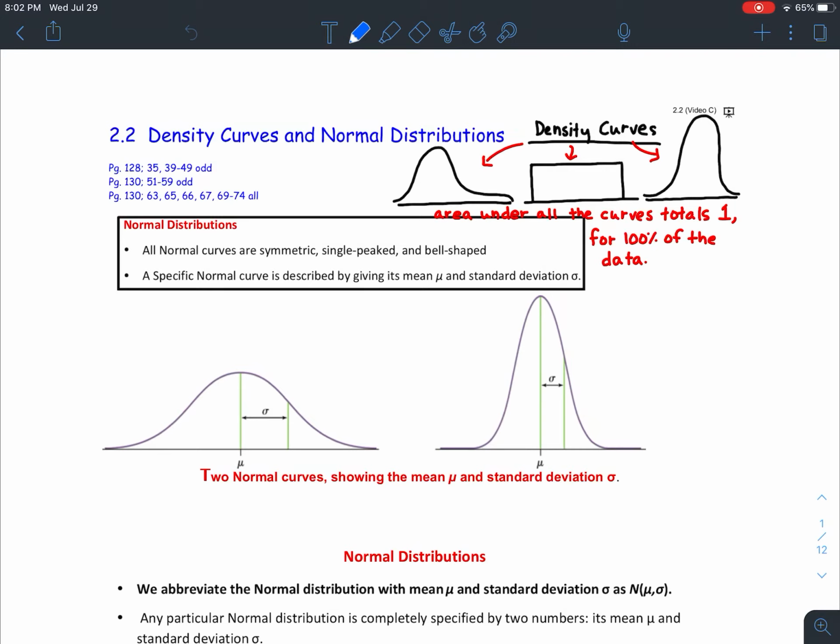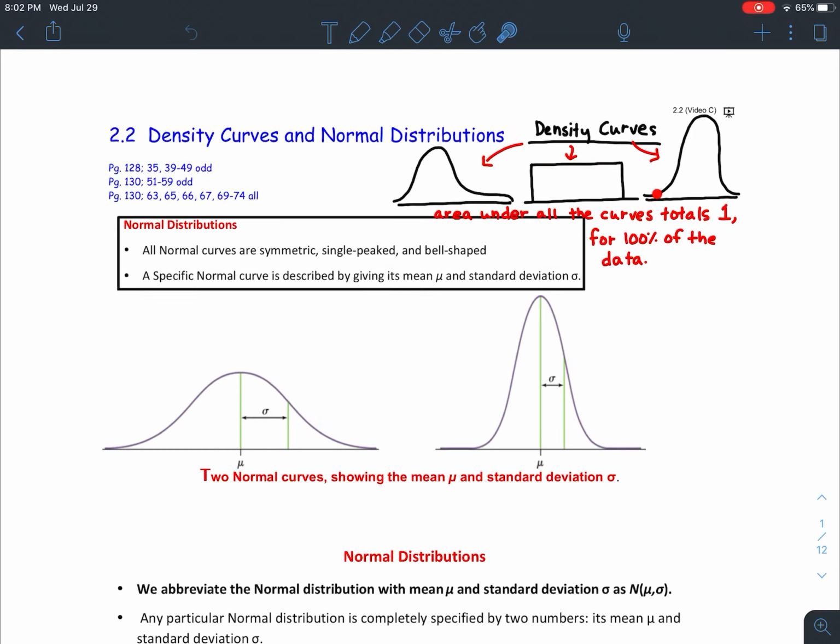Okay, section 2.2, we're going to be discussing density curves and a special distribution called a normal distribution. Density curves are how the data is distributed. Often when you have a dot plot or a histogram and we run a curve over top to get a sense of the shape, that's what we're referring to when we're talking about density curves. We know they can be skewed.